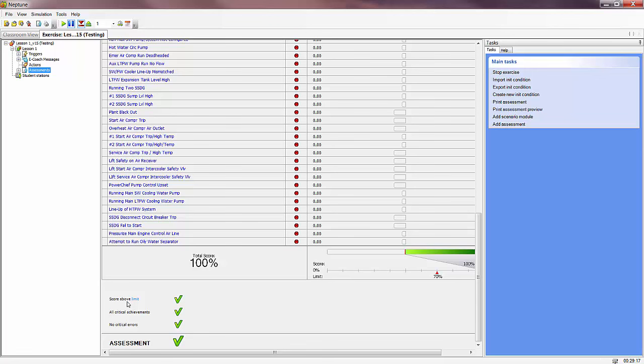So we've scored above 70%. All our critical achievements have been met. No critical errors, and our assessment is positive.